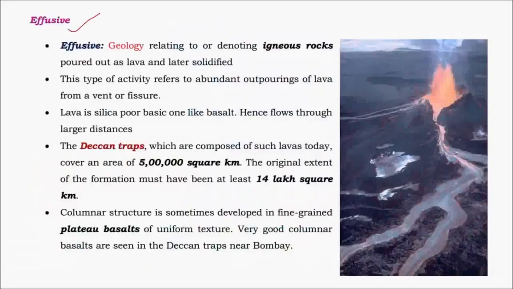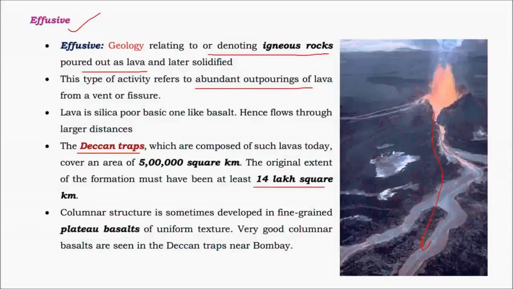And the next one is the effusive type. Effusive simply means related to igneous rocks which are generated after cooling of lava. In this type of activity, there is abundant outpouring of lava, which is mainly basaltic in nature. Hence it is less viscous due to less amount of silica. As this flows, it can flow for very long distances and creates very varied and flat landforms like the Deccan Traps. These are the main reasons behind the formation of plateaus. For example, the Deccan Plateau was formed due to this kind of volcanic activity, that is effusive volcanic activity.